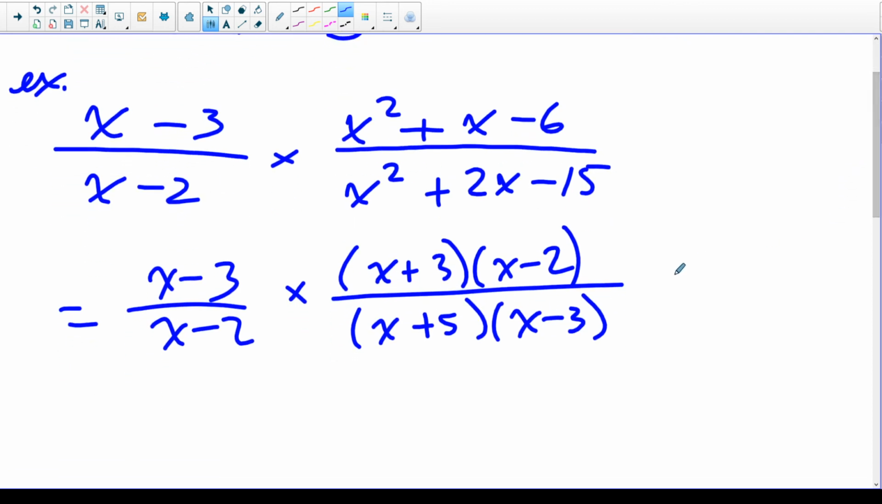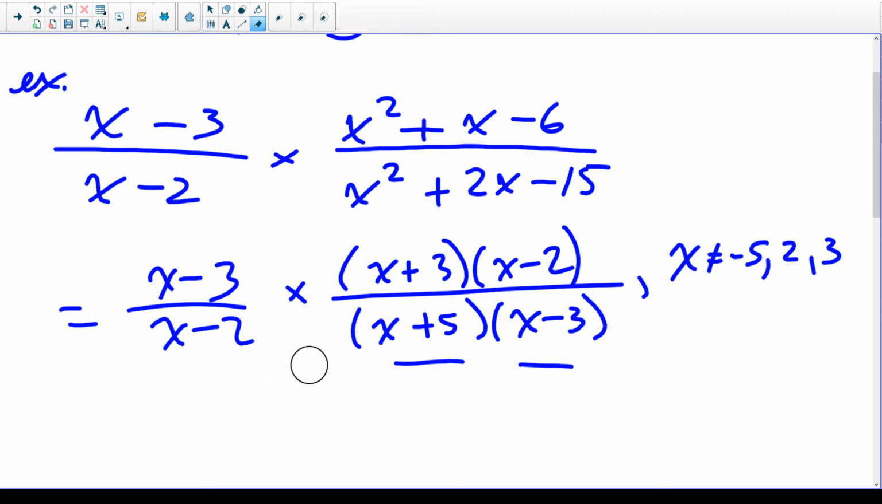Let's state our restrictions. There are three numbers that x can't equal based on those three brackets. One of them is going to be negative, two of them are going to be positive. So if we try to figure that out before, we can write them in the proper order as well. So x can't equal negative 5, x can't equal positive 2, and x can't equal positive 3, which I'm just getting from those three denominators.